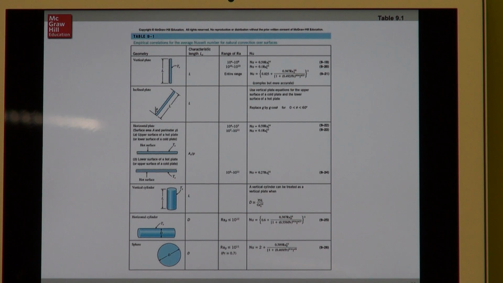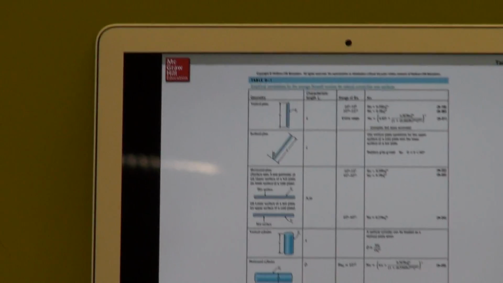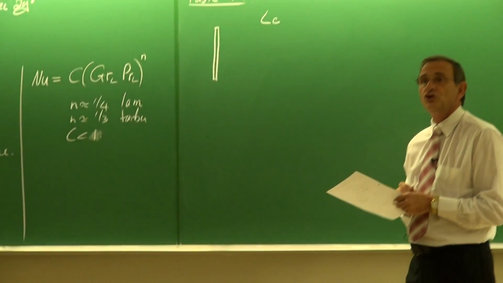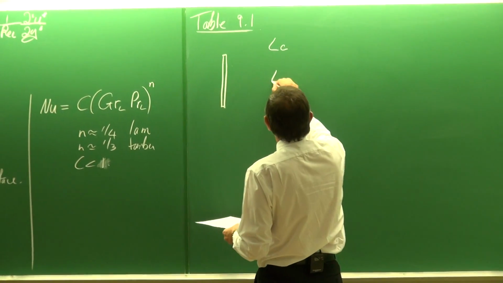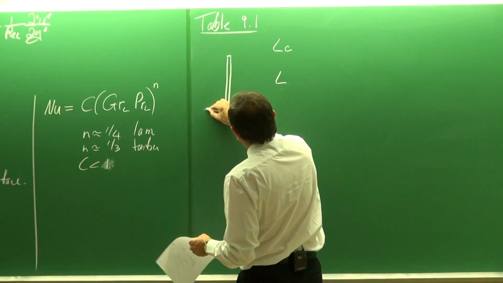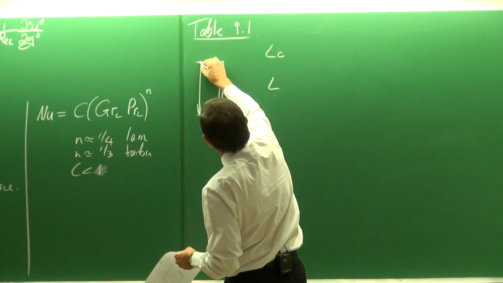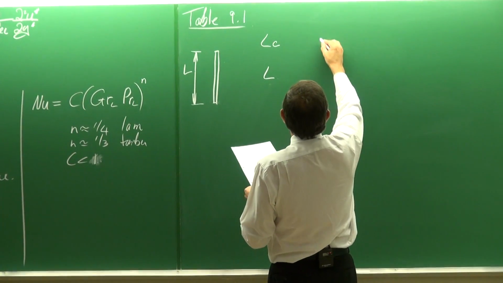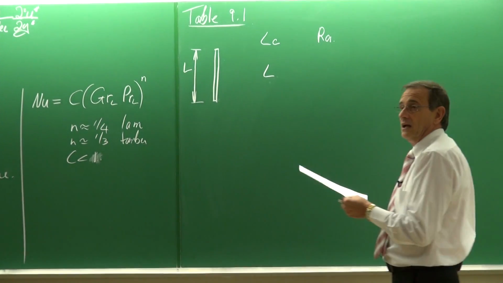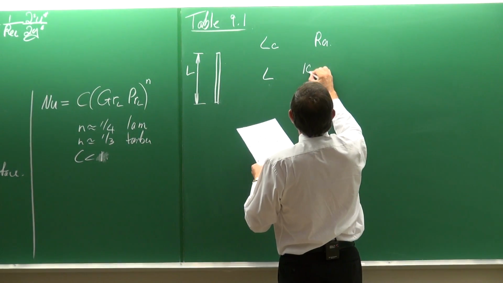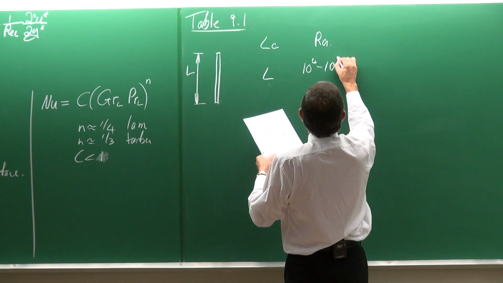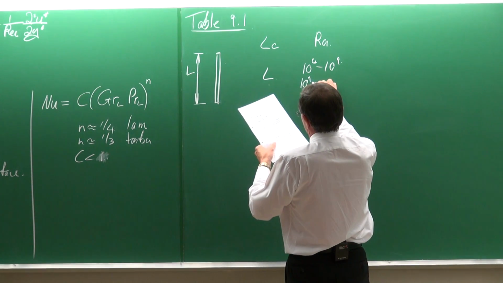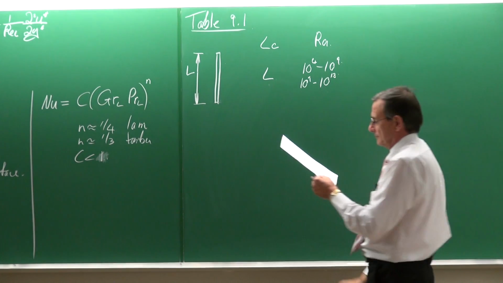So for example, the case of the vertical plate, like that. It gives, in the table, it tells you how you should get the characteristic length. And in this case, it is equal to L, where L is equal to that length there. Okay. Then it gives you the Rayleigh number range. And the first range is, for example, 10 to the 4 to 10 to the 9th. Okay. And the second range is 10 to the 9th to 10 to the 13th.